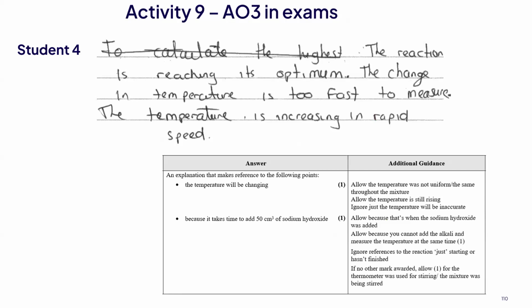Right, student 4: the reaction is reaching its optimum. The temperature change is too fast. Yeah, that scores MP1. The first sentence doesn't score anything. I can't see any evidence of MP2 there. Can't see anything about it takes time to add the 50 cubic centimeters of sodium hydroxide or anything like that. So 1 mark only.